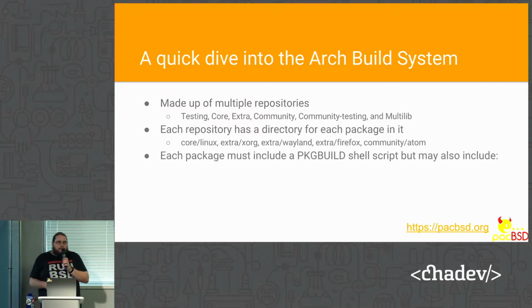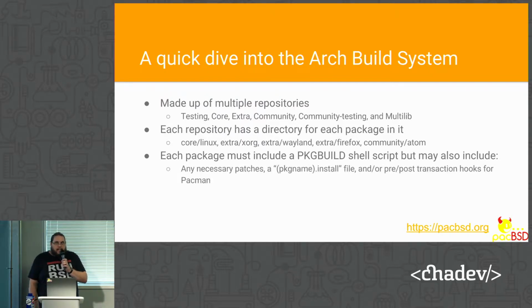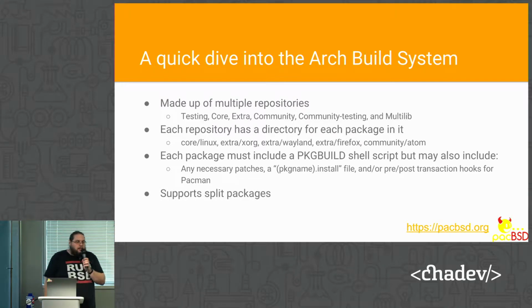And then there are requirements. A package must include a PKGBUILD file, which is the shell script that tells it how to compile the program and how to build the package. But it may also include any necessary patches needed to compile or to fix runtime problems. And also an install file that has hooks that get run after install, upgrade, or remove, or transaction hooks for Pacman to run. And it also supports split packages. So one PKGBUILD file can actually build two or more binary packages that can be installed.